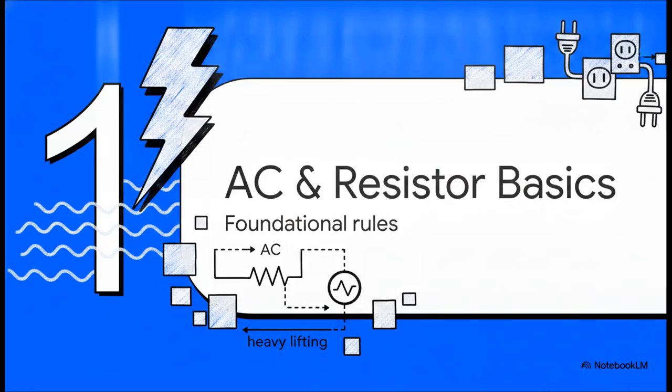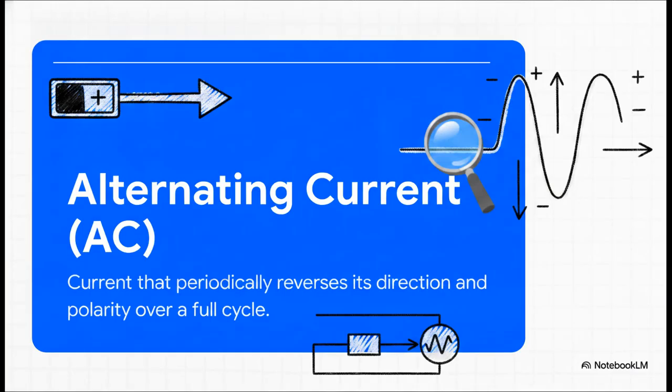All right, Section 1, AC circuits and resistor basics. Let's set some foundational rules. To really wrap our heads around AC, we first have to contrast it with DC. Direct current, or DC, which is what you'd get from a standard battery, flows in one single continuous direction. It's basically a one-way street.